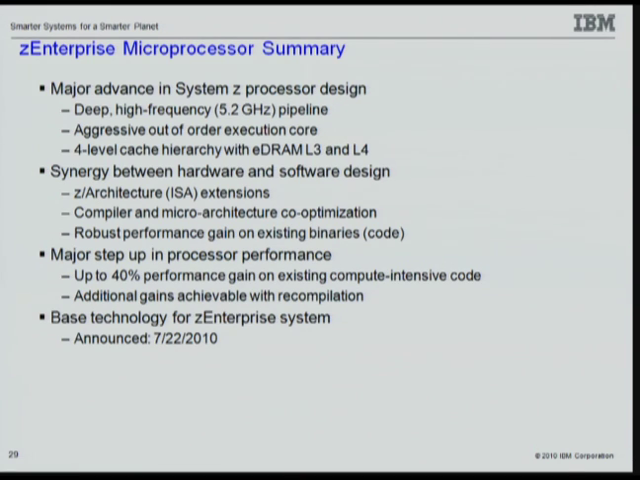I already talked about the four-level cache hierarchy with a large amount of eDRAM. And there's lots of synergy between the hardware and software design. I talked about the ISA extensions, the compiler and microarchitecture co-optimization. To fully exploit this core, the compiler needs to know, for example, the grouping rules and how instructions get cracked, so they can generate super efficient binaries.